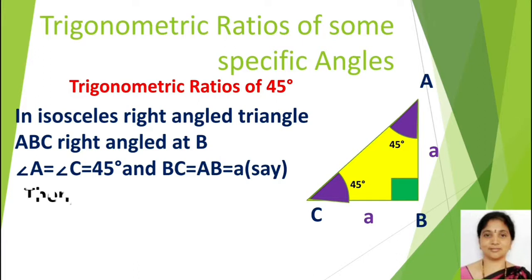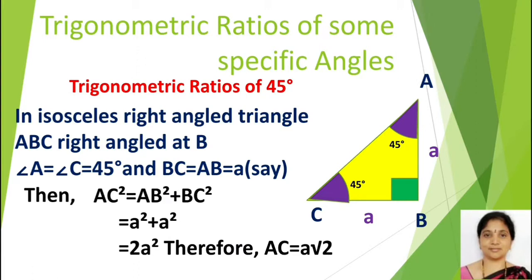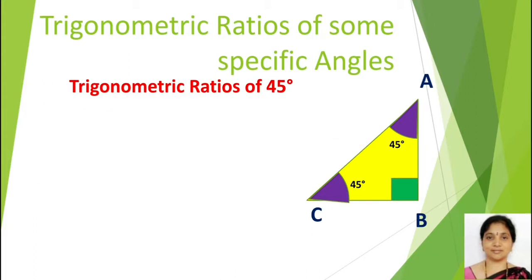And by Pythagoras theorem, AC square, hypotenuse square, is equal to side square plus side square. That is AC square is equal to AB square plus BC square. Here AB square is a square, and BC square is nothing but a square. So a square plus a square is nothing but 2a square. So AC square is equal to 2a square. Therefore we get AC is equal to root 2 into a. That is a into root 2 is our hypotenuse AC value. Like this, first we have to find the three sides: AB is a, BC length is a, and AC length is a into root 2.